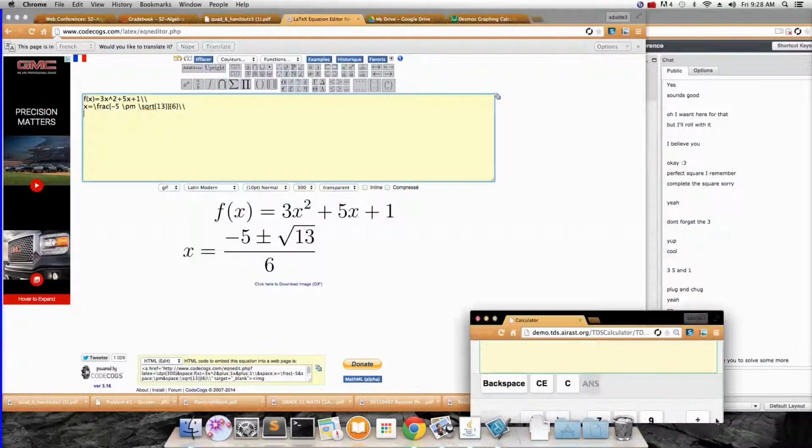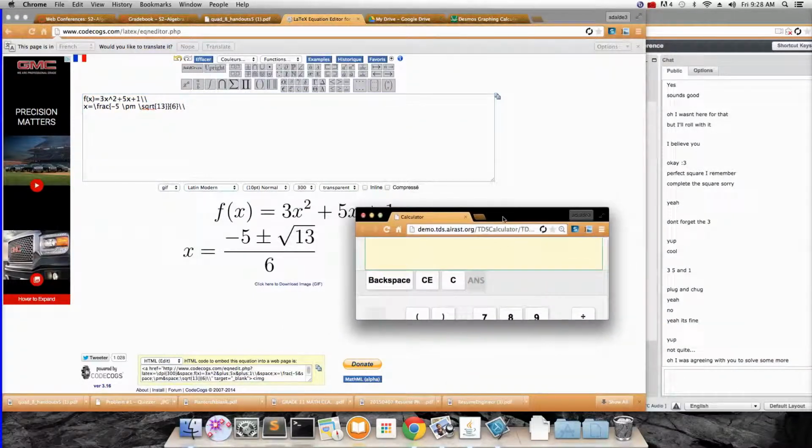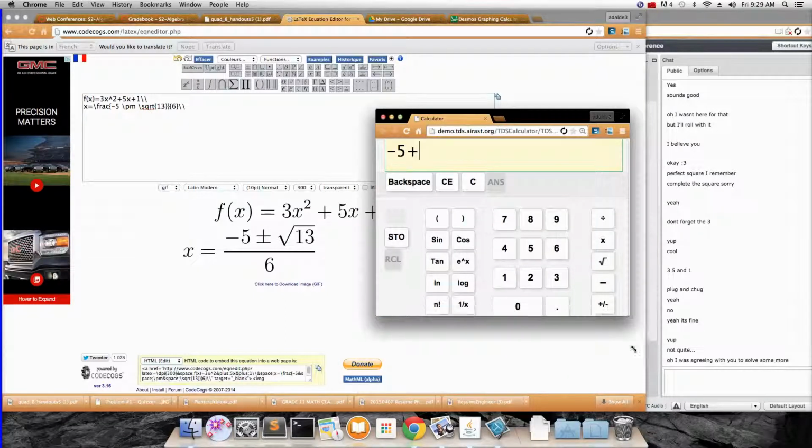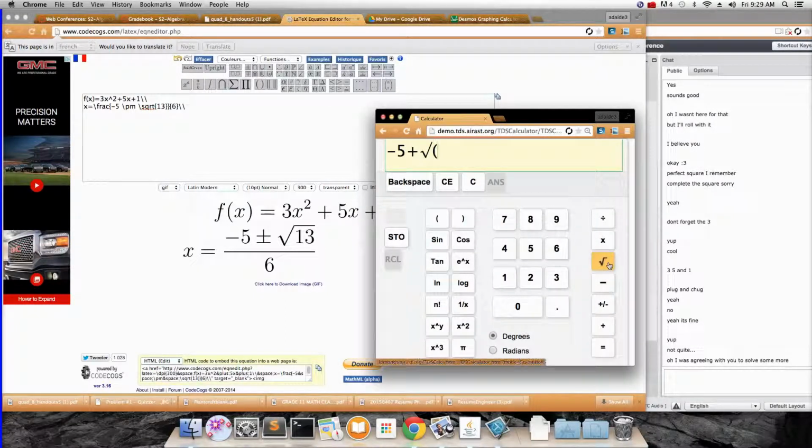Okay, I'm going to solve this thing. I'll plug it into my calculator, and I'm going to put -5. And I don't know how to do a plus or minus, so I'm just going to do the plus for now. Plus the square root. I don't know how to do a square root on this calculator. I guess I'll just plug it in right here. Square root of 13, close parentheses, divided by 6, equals. All right, -4.399. Does everyone agree with that?